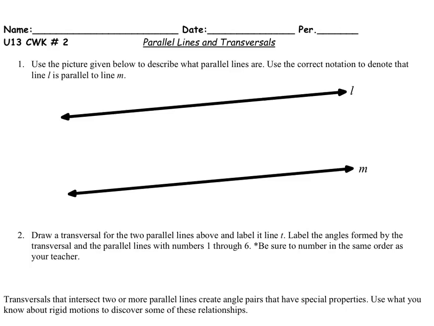Use the picture given below to describe what parallel lines are. Parallel lines are lines that will go on forever and never touch each other, or intersect. Whichever way you prefer to say it.